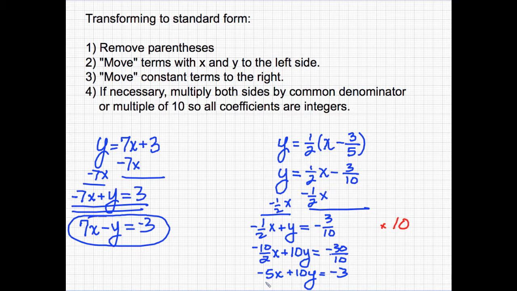If we need to have a positive x coefficient, then we change the sign on each one of those terms. So that would give us the equation 5x minus 10y equals 3. There's our standard form.